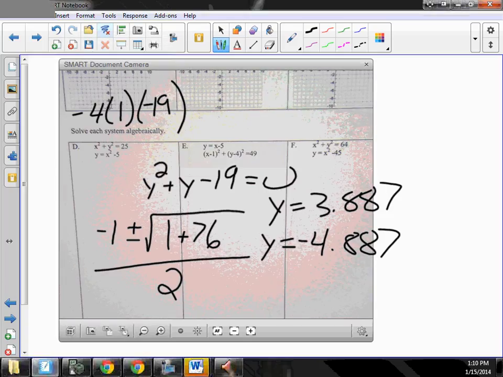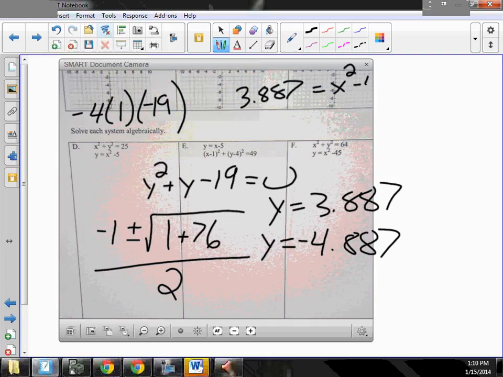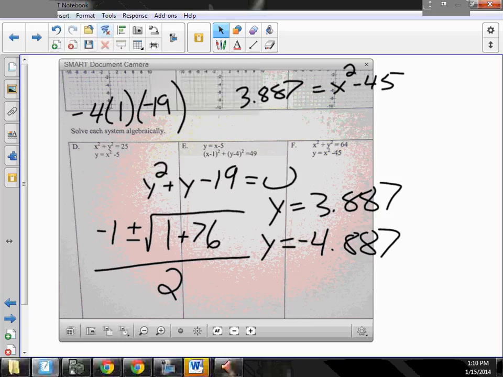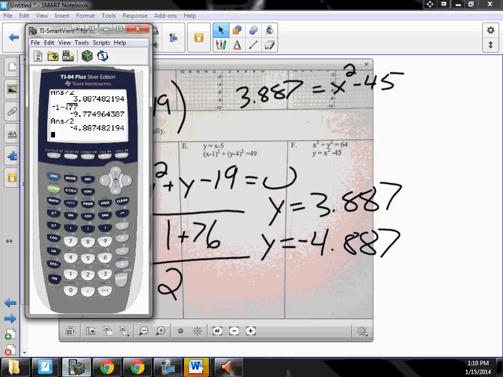So 3.887 equals x squared minus 45. So how do I solve that? How am I going to solve that equation for x? Add the 45. 3.887 plus 45. And then I'm going to raise that to the 0.5, which is the same as square root.